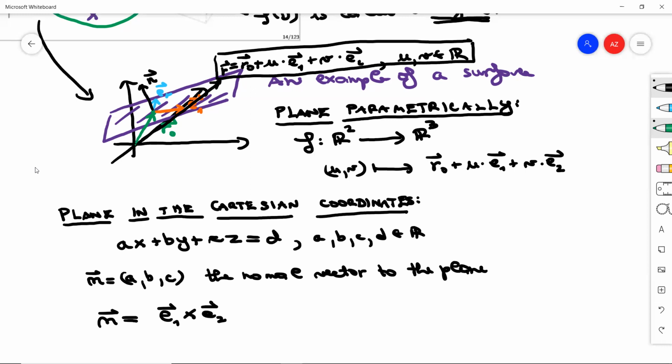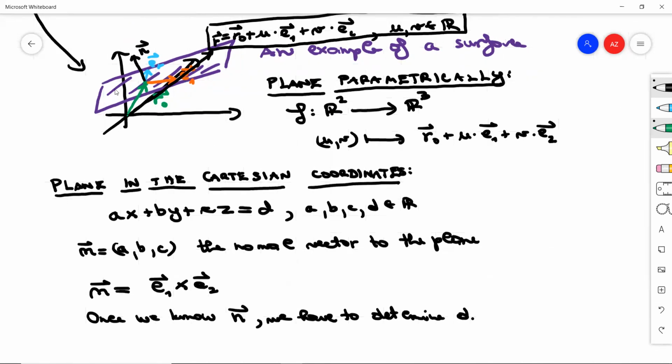And once we know this normal vector N, it only remains to determine D. And this is only by knowing one point on the plane, because there is a one-dimensional possibility. So D is a real number. As D varies over all real numbers, this plane moves along the z-axis, so up and down. So we have to fix the height, and the height is fixed by knowing one point on the plane.